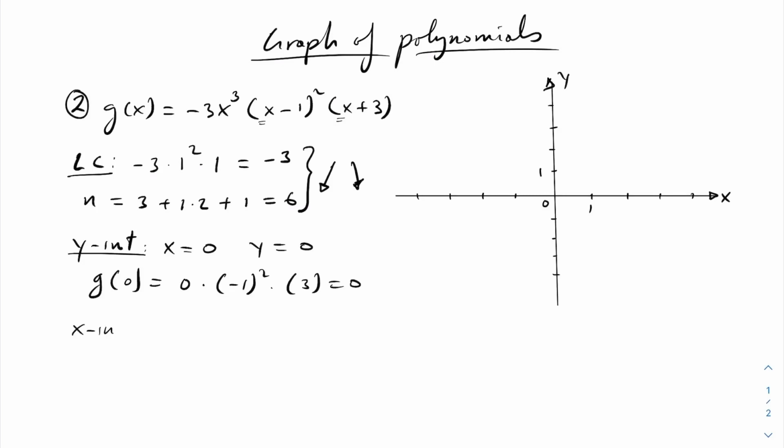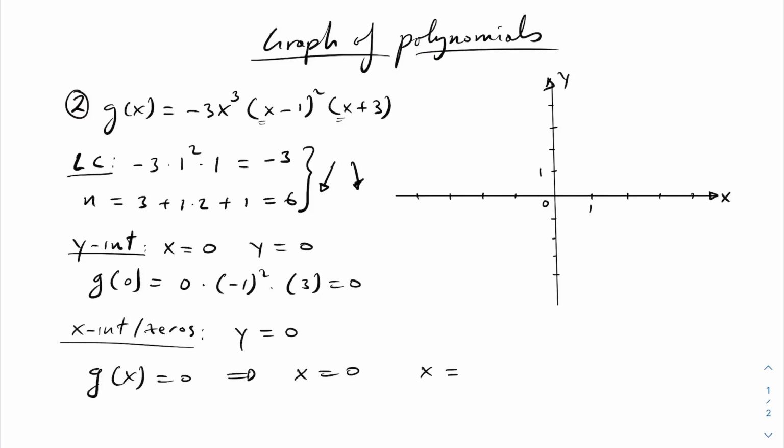Alright, and for the x-intercepts, also known as the zeros, we need y to be equal to 0. And so if that's the case, we need to find the x values that will make the function g of x equal to 0. And to do that, since our function is already factored, we can just read off what will make each of the factors equal to 0. So for the first factor here, x should be equal to 0. For the second one, x should be equal to 1. And for the third one, x should be equal to -3. And of course, the first one here has a multiplicity of 3. The second one has a multiplicity of 2, and the third one has a multiplicity of 1.